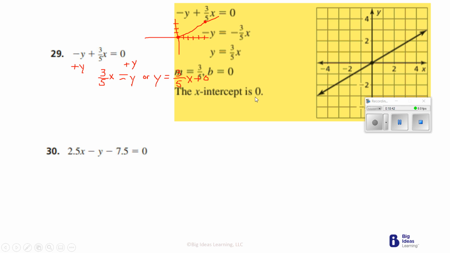And you can see my x-intercept is 0. My slope for m is 3/5. That's what we got over here. And my b is 0. So let me erase some of that so you can see it better. Okay. 30 is for you to do.